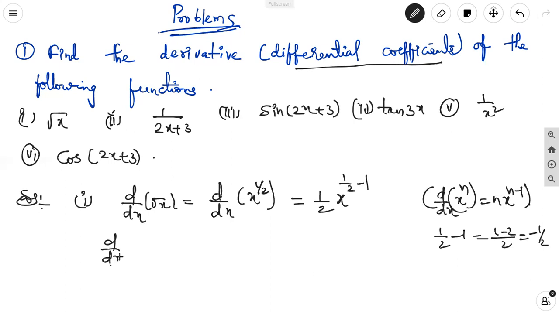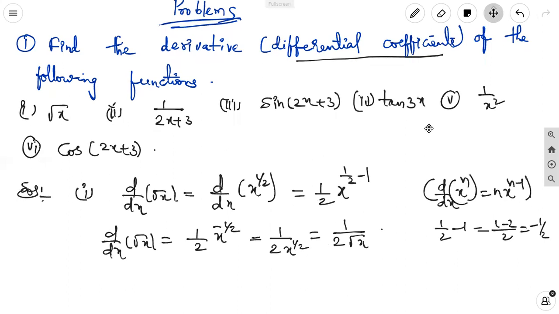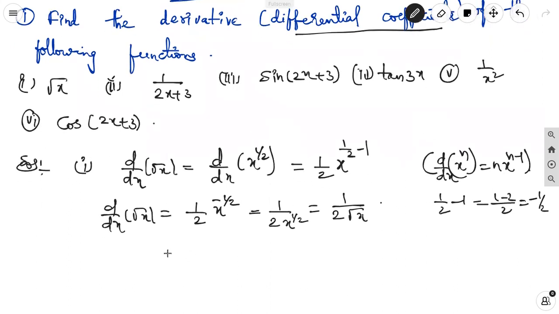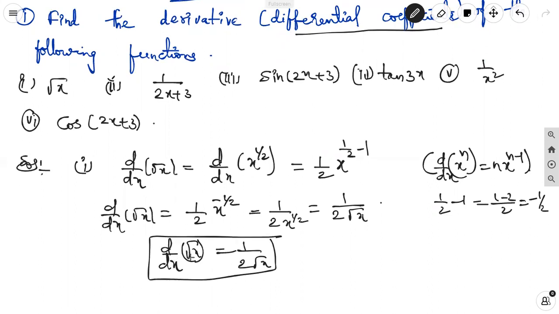So d by dx of root x equals 1 by 2 x power minus 1 by 2, which is 1 by 2 x power 1 by 2, that is 1 by 2 root x. So we remember this formula: derivative of root x equals 1 by 2 root x. Directly we can substitute it. The derivative of root x is 1 by 2 root x. You should remember this as a formula.